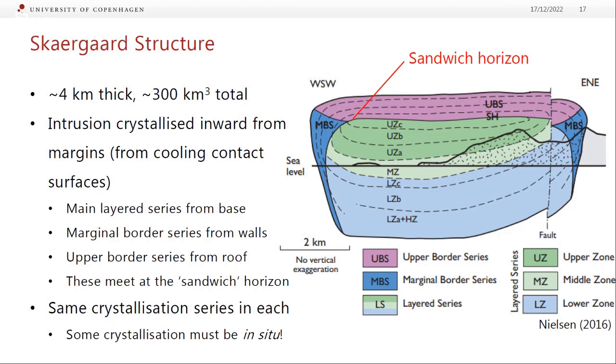So the fact that we have the same crystallization sequence in every single one of them means that some of the crystallization must be in situ, right? Because if we were having this concept of the crystals just floating or sinking, then we should see completely different stuff at the top and the bottom.